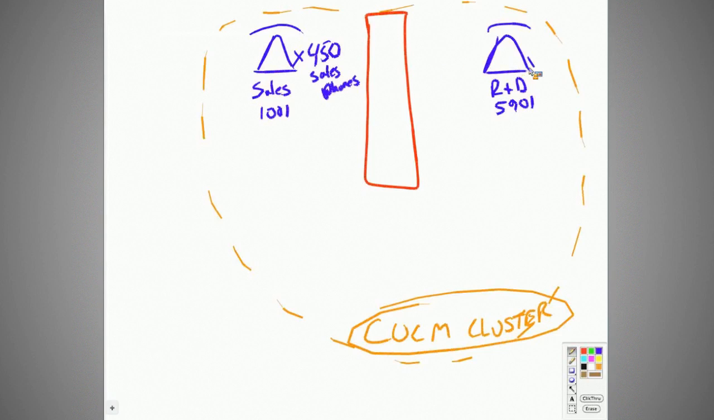And this R&D phone actually represents 7,600 phones. We've just got an immense amount of phones on either side of this firewall. So somewhere the CUCM pub and sub sit, but those really aren't too relevant here to what we're doing.